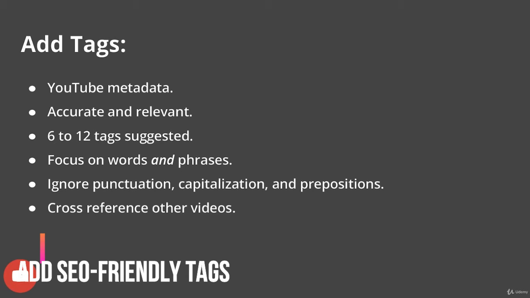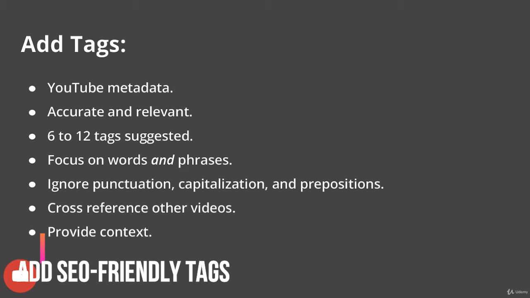Cross-reference other videos that have similar content. So if you mention a previous video in the video that you're posting, be sure to include similar tags from both videos so that YouTube knows that the new video is related to the old video. Does that make sense? Provide context. Tags are a great place to tell YouTube who is in the video, what they're doing, and why they're doing it, and when it's happening, if that's relevant to the video.